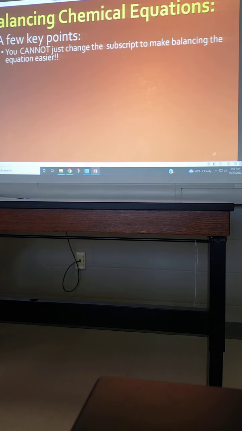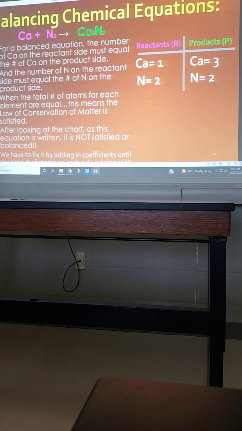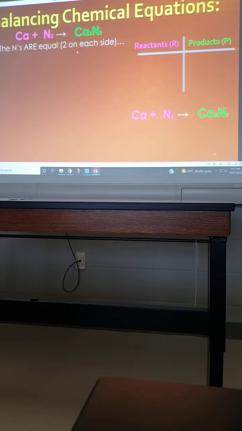Problem is, the way that the equation is written, it is not satisfied because the calciums are off. Every element has to be equal totals for the whole equation itself to be considered balanced, and for the law of conservation of matter to be satisfied. So that means this needs some help, okay? We have to fix that, and the only way to do that is by adding coefficients until the total number of atoms on each side are balanced. If everything was balanced, this would be good. You wouldn't have to do a thing. But because the calciums are off, we have to fix it. So the N's are equal, two on each side. Good and good. But the Ca's are not.